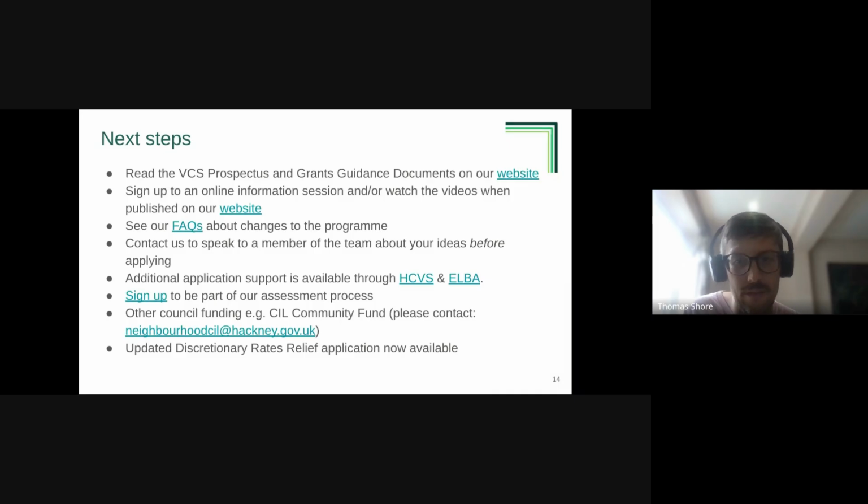There's also other council funding available at the moment, for example the Community Infrastructure Levy fund. This is running separately to our programme, and if you have any questions about that, do go to the neighbourhood CIL team, whose contact is below, and they'll be able to help. We generally run along the same kind of principles, but their programme is quite different to ours, so do have a look at both of these options.